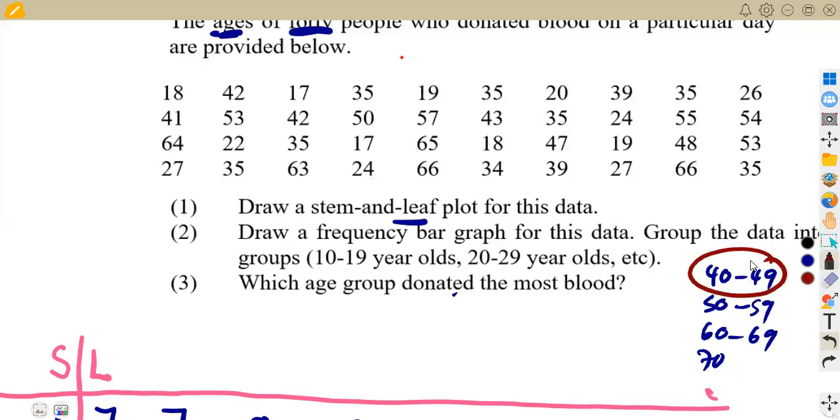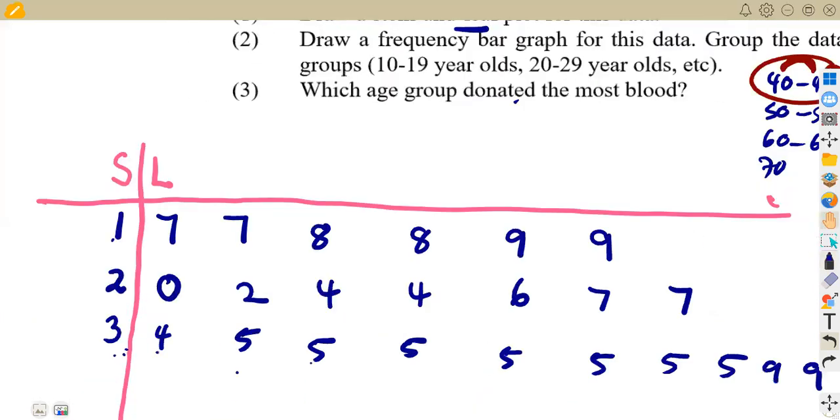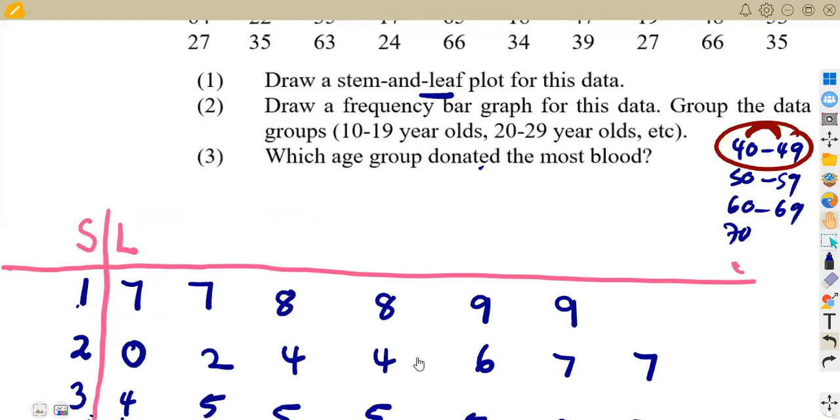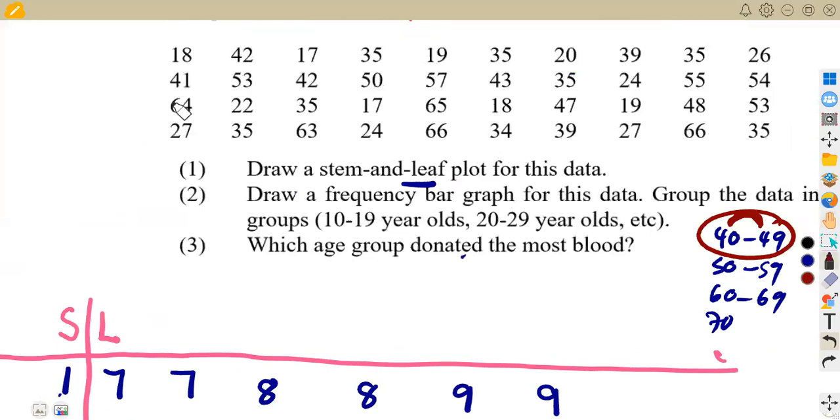So in the 40s, what is your stem? Your stem is 4. So you're just going to write your stem here, which is 4. You just want the numbers representing the leaf. So let us take our numbers in the 40s. We've got 42, 41, 42 again, 43, 47, and 48. These are the only 40s that we have.